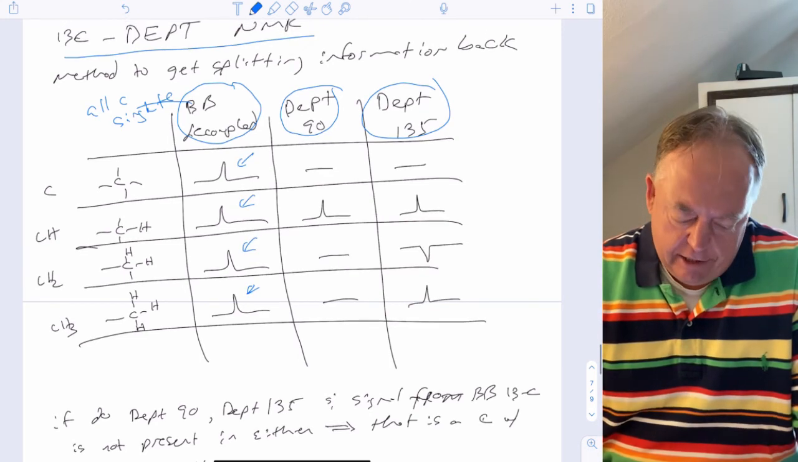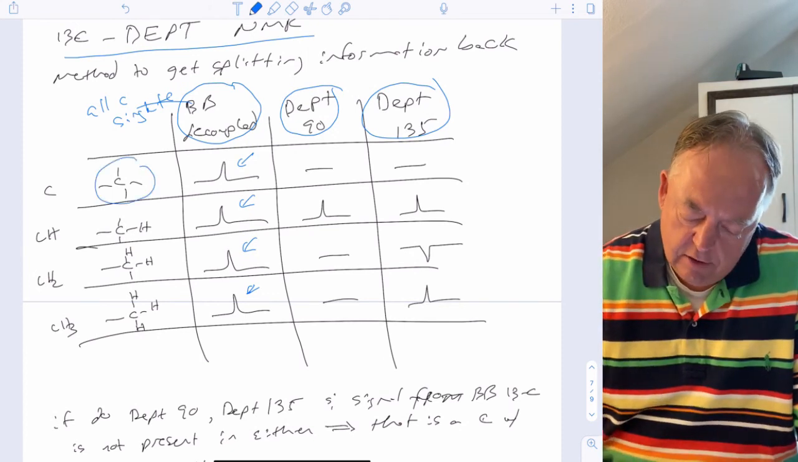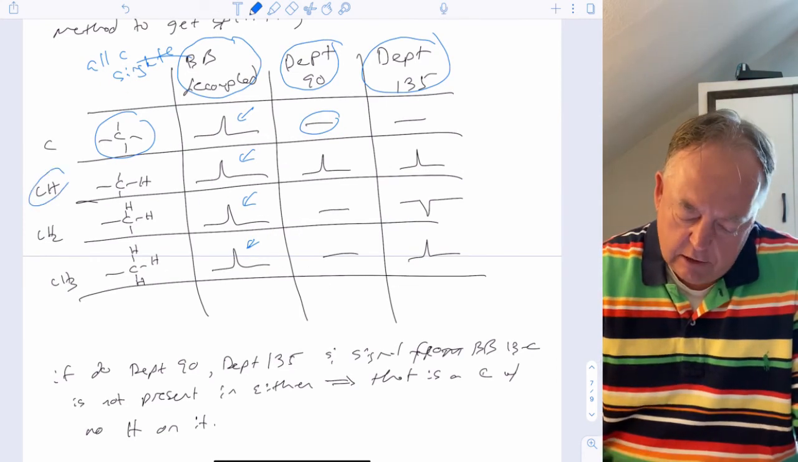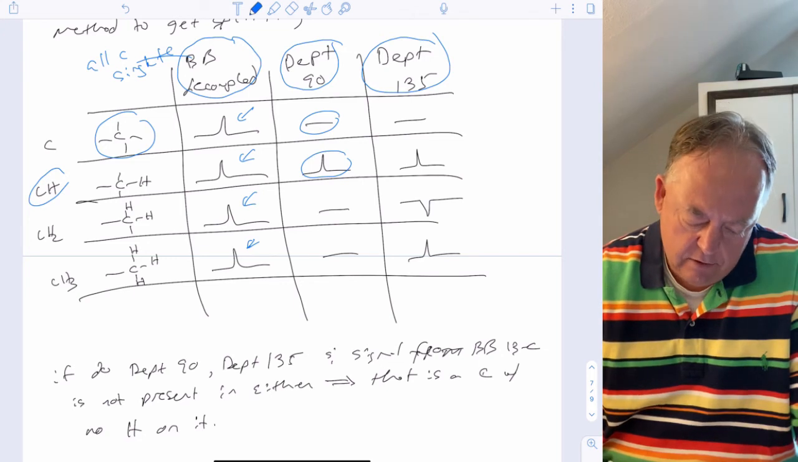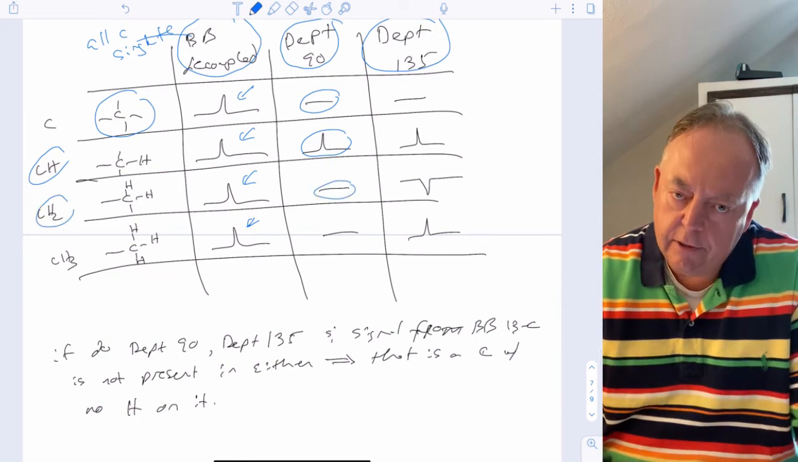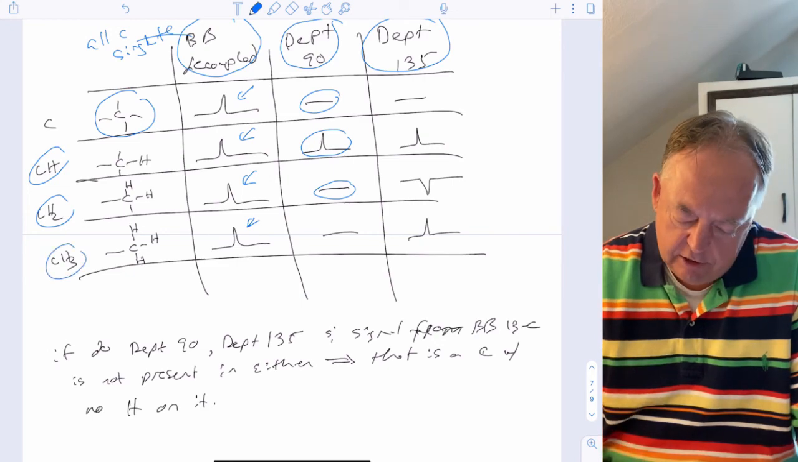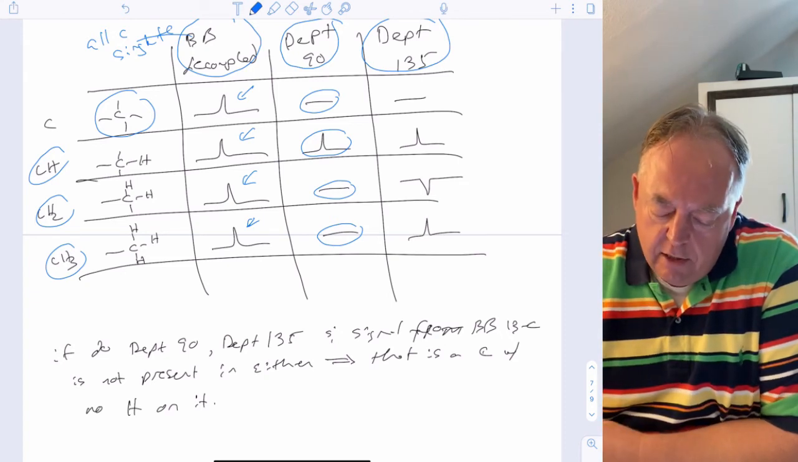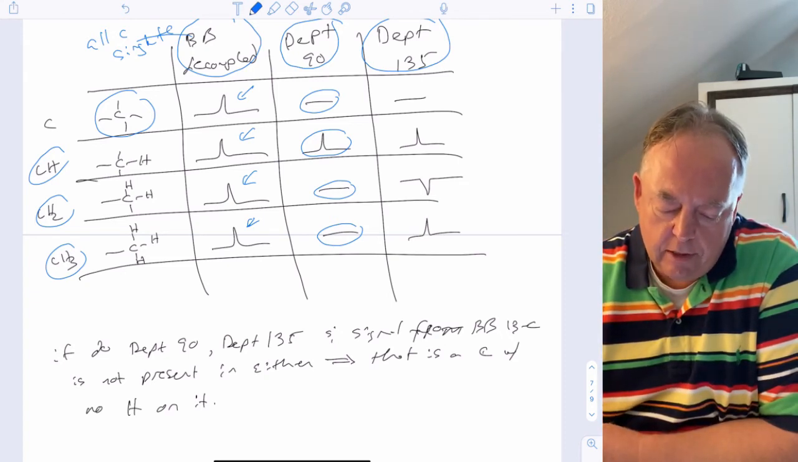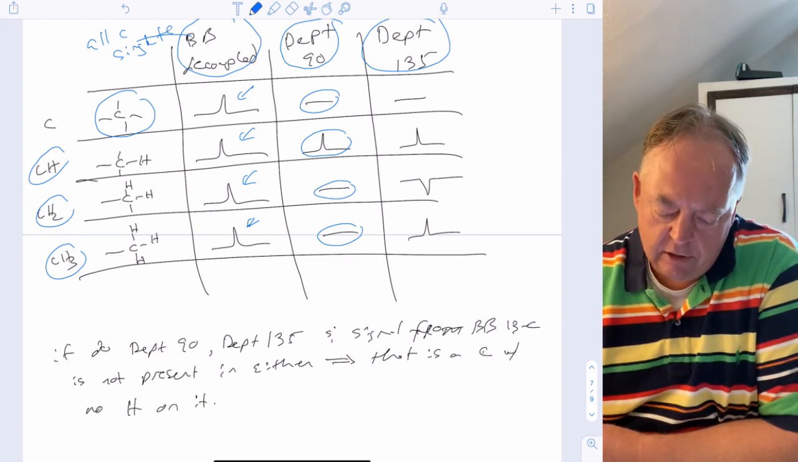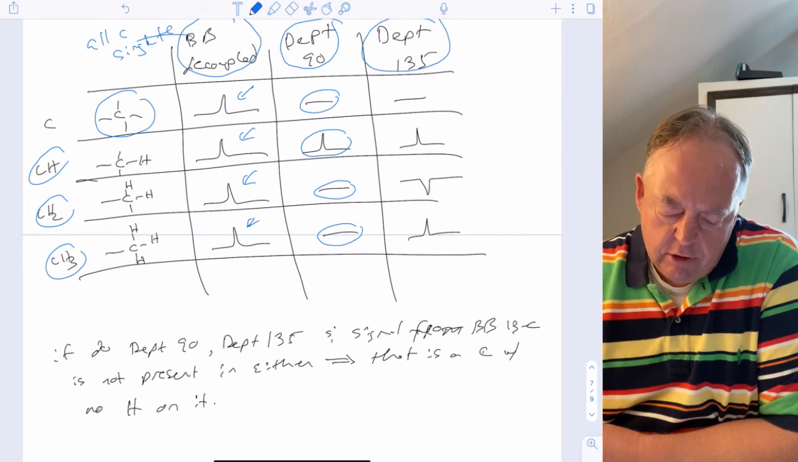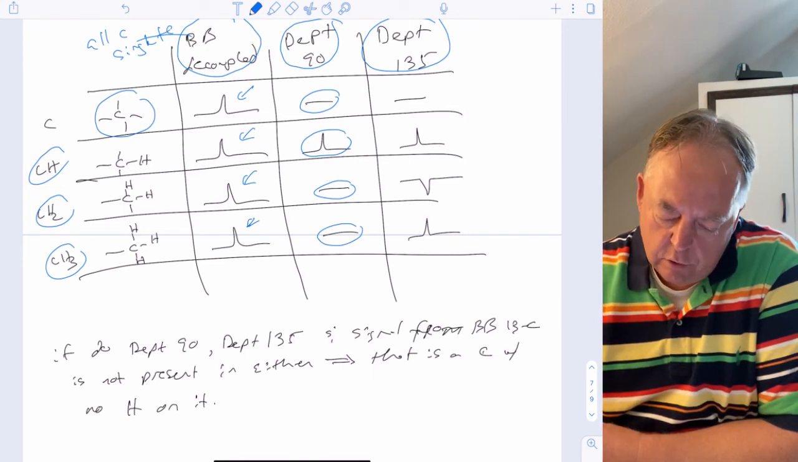And then you would do a DEPT 90 experiment. So all carbons with no hydrogens, the signal would disappear, so no signal. All CHs, the signal would still be there, so you'd still have a singlet for that carbon. All CH2s would disappear, those signals would disappear, and all CH3s would disappear. Okay, so right away you just do 2 experiments, a broadband decoupled and a DEPT 90, and now you know all of the CHs in the molecule, because all of the CHs are the only ones that would give a signal in both experiments.